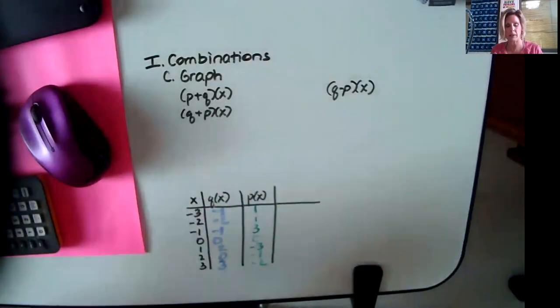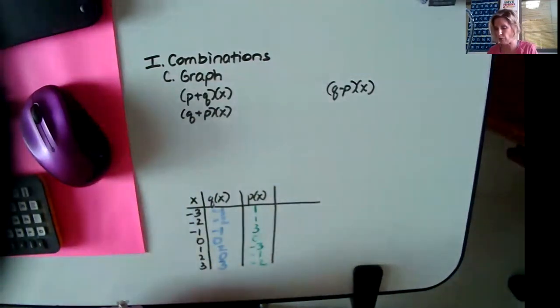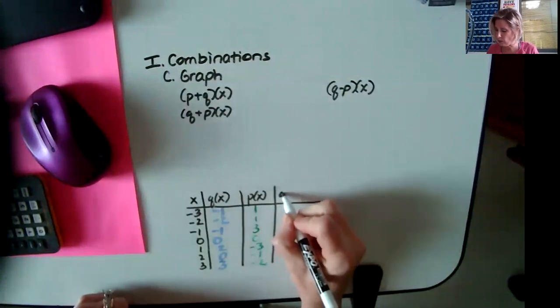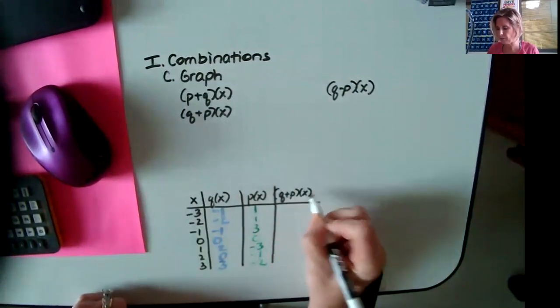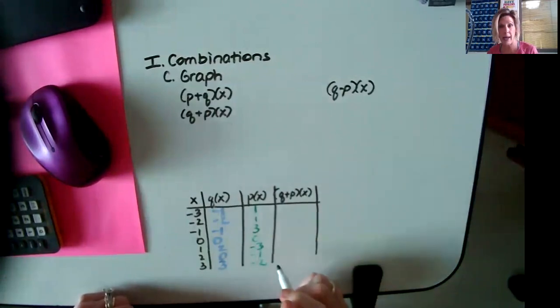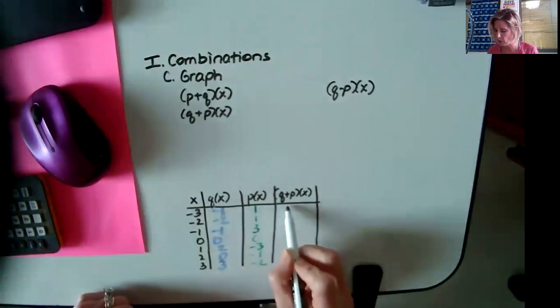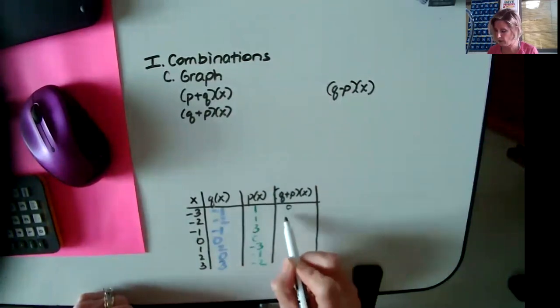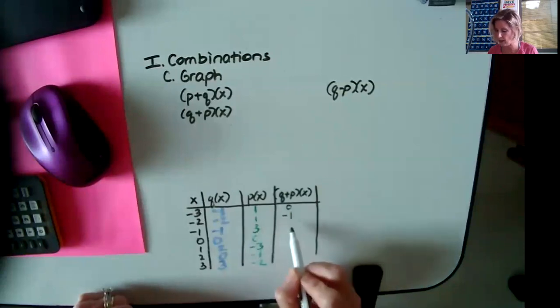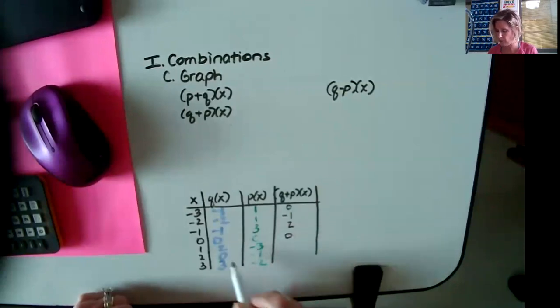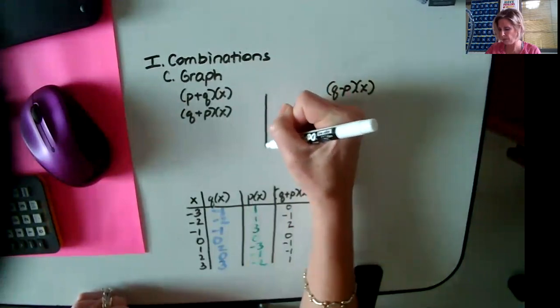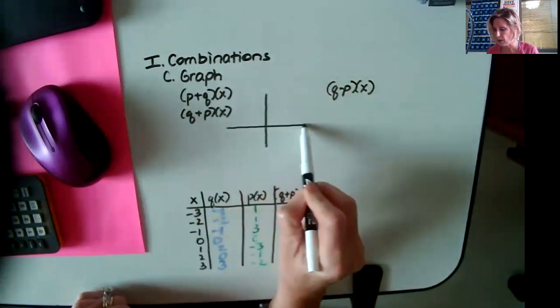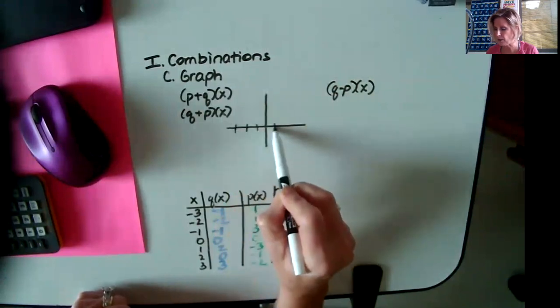Okay, now I am simply going to get the values for my combinations. So if I do Q plus P of x, then I simply add my y values. So -1 plus 1 is 0. -2 plus 1 is -1. -1 plus 3 is 2. 0 plus 0 is 0. 2 plus a -3 is -1. 0 plus a -1 is -1. And 3 plus a -2 is 1. So now I can do the graph here. So let's see here. I've got -3 to the left, 3 to the right.